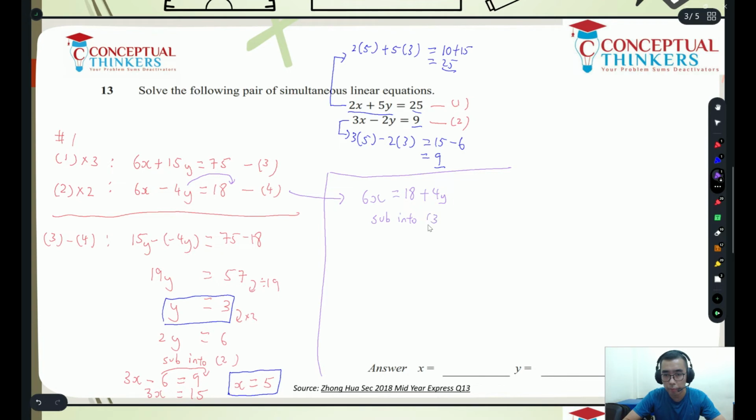equation 3. So this 6x I'm going to replace with 18 plus 4y. So I have 18 plus 4y, then I have another 15y. So this will be equal to 75. Then I'm going to bring my 18 over to my right side. So I'm going to get 19y here. Now this will be 75 minus 18. So 19y will be equal to 57. Then I get my y is equal to 3 by dividing by 19.